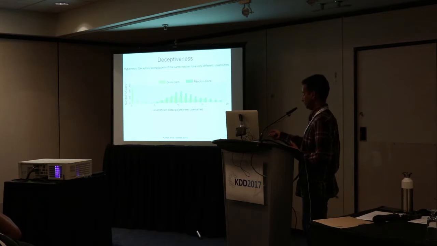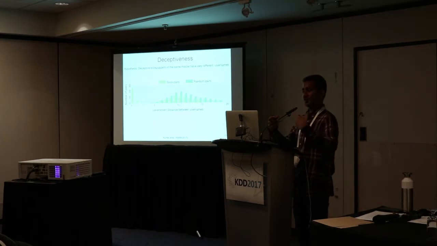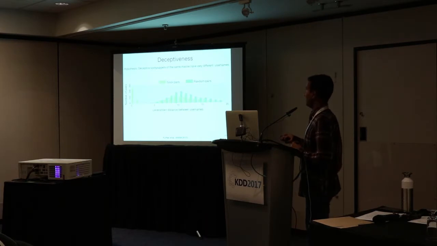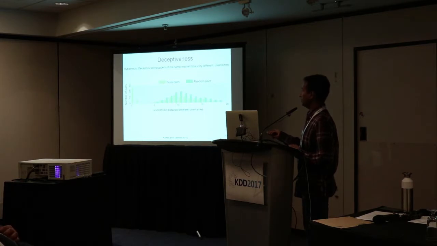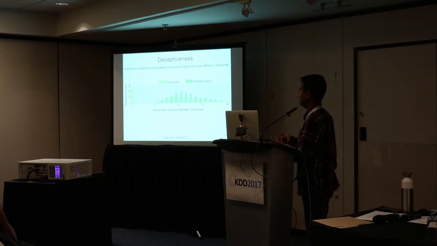Levenshtein distance is a very standard measure of how similar two different strings are. When we look at usernames of two random users, we see that the Levenshtein distance peaks at 10 and is almost always at least 4. But when we look at sock puppet pairs, what we see is that it is bimodal. Some sock puppet pairs have very similar usernames. Their Levenshtein distance is very low, so you cannot look at the username and see that they are the same. And some sock puppets have very different usernames.